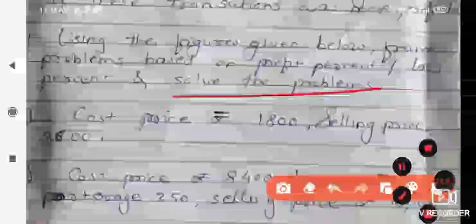So note down all of you this. The next question is: using the figures given below, frame the question based on profit percent and loss percent, and solve the problem. So here I gave you cost price is equal to 1800 and selling price is equal to 3600. So here you will notice that selling price is more and cost price is less.